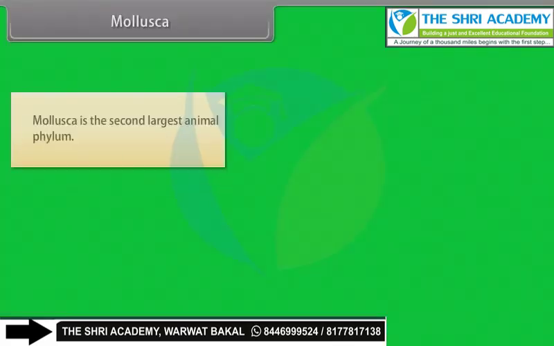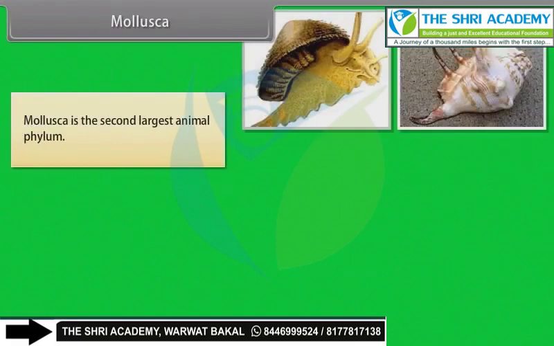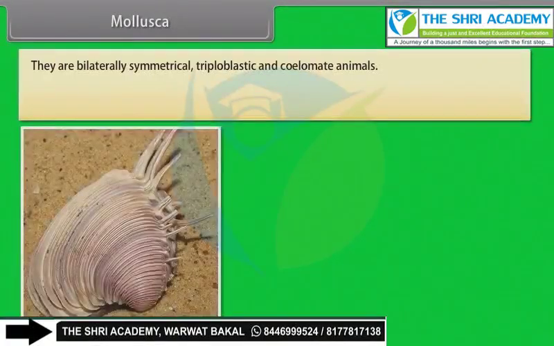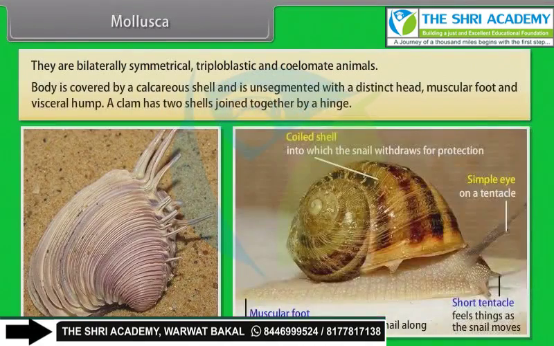Mollusca. Mollusca is the second largest animal phylum. Mollusks are terrestrial or aquatic, marine or freshwater, having an organ system level of organization. They are bilaterally symmetrical, triploblastic, and coelomate animals. Body is covered by a calcareous shell and is unsegmented with a distinct head, muscular foot, and visceral hump. A clam has 2 shells joined together by a hinge.